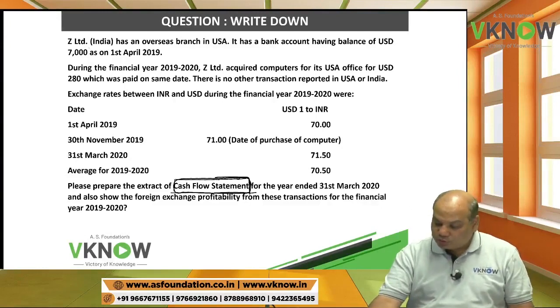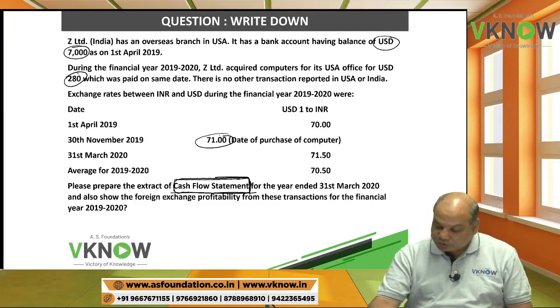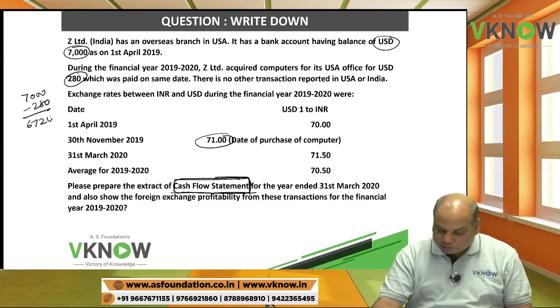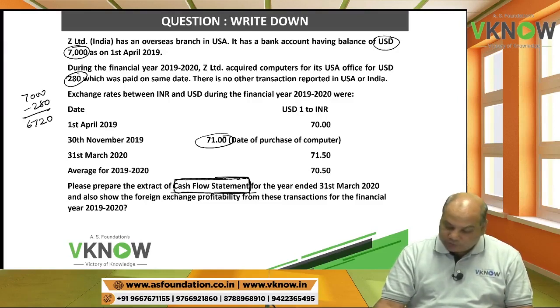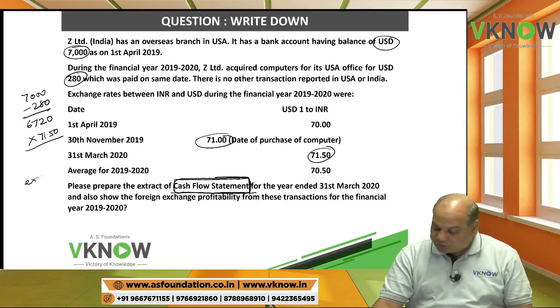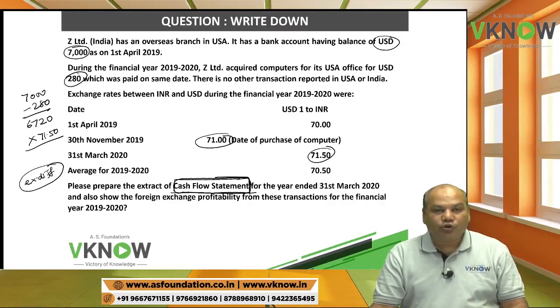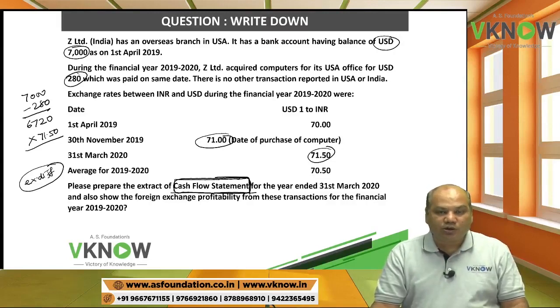So in this question, the opening balance is 7,000 USD. Out of that, you have purchased a computer of 280, which will be translated at the closing rate. From 7,000 you have paid 280, so you are left with $6,720, and that $6,720 you will have to translate at 71.50. There will be some exchange difference when you translate the remaining dollars, that is unrealized gain, and therefore you will have to prepare one reconciliation statement also.